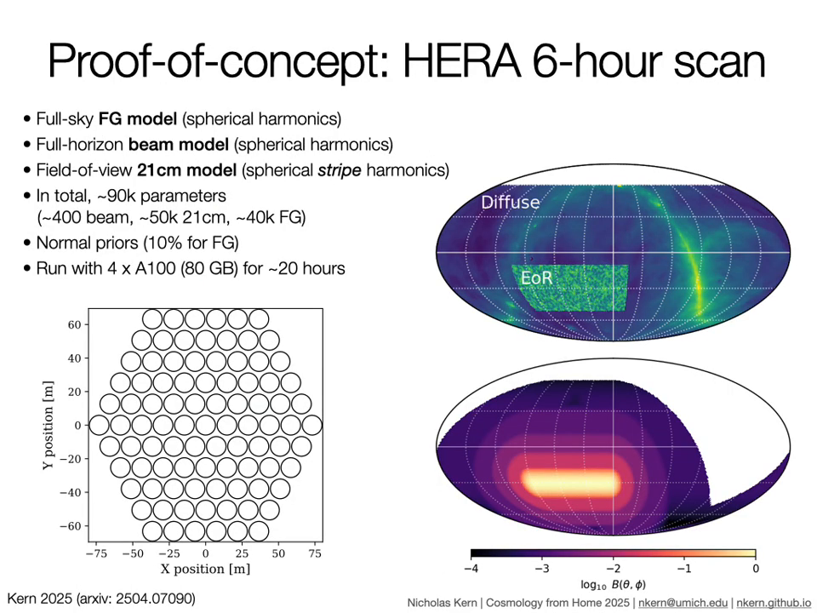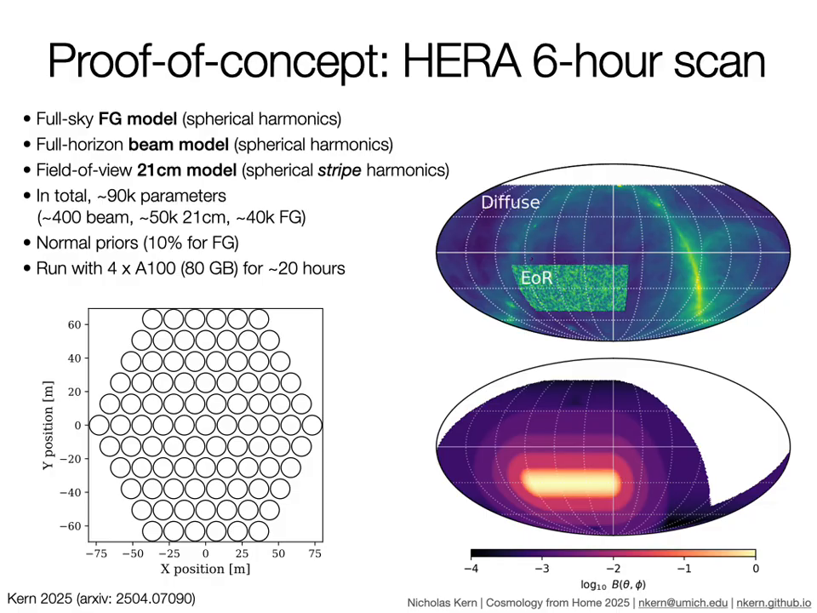faster. Okay, so in the last couple minutes here, I'll talk about a proof of concept that I showed in this paper demonstrating this framework. So what we do is we generate a mock data set for a 6-hour HERA scan of the sky. This includes a horizon-to-horizon full sky foreground model that we model with spherical harmonics. It includes a full hemispherical beam model that we also model flexibly with spherical harmonics.